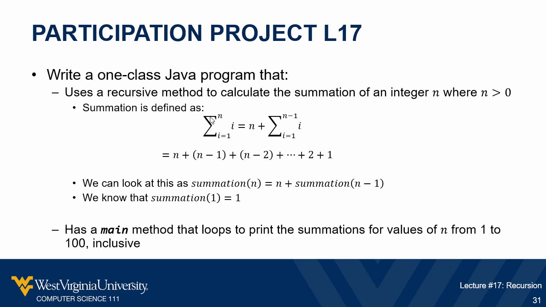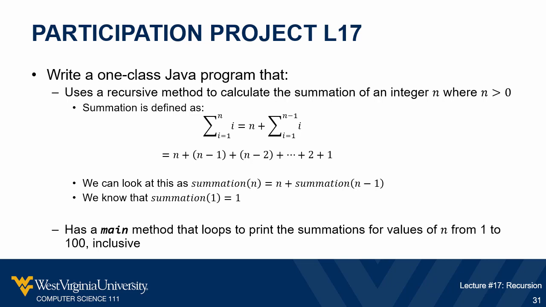You can think of this recursively as the summation for n is n plus the summation for n minus 1. And if we expand it out all the way, you can see that we have n plus n minus 1 plus n minus 2 and so on until we get down to 2 and then 1. Thinking about this more from a computer science standpoint, we basically have a formula that the summation of n is equal to n plus the summation of n minus 1. And we know that by the definition of summation, the summation of 1 is 1.